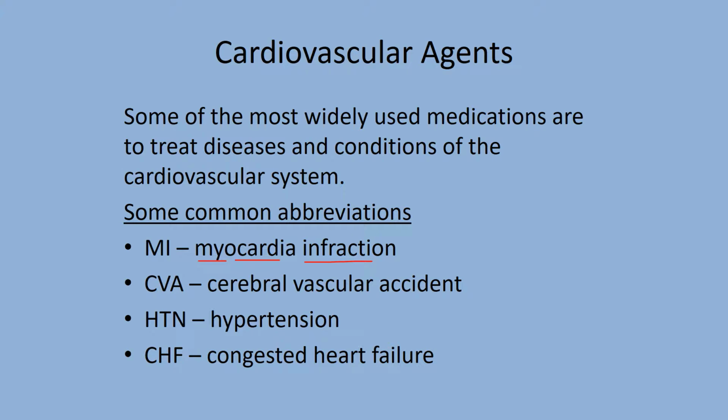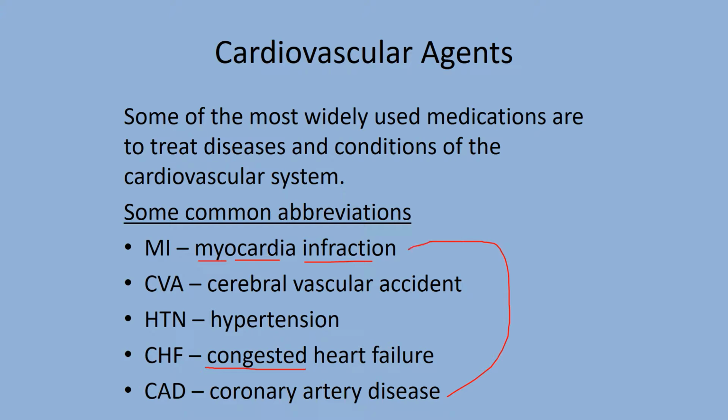CHF, congestive heart failure. So just like traffic, the systems and arteries of the heart can also be congested with either too much traffic, in this case too much blood, or not enough lanes. And coronary artery disease. The coronary arteries are the arteries that actually supply the heart with nourishment. So if those become damaged or blocked, it's going to lead to an MI, myocardial infarction.